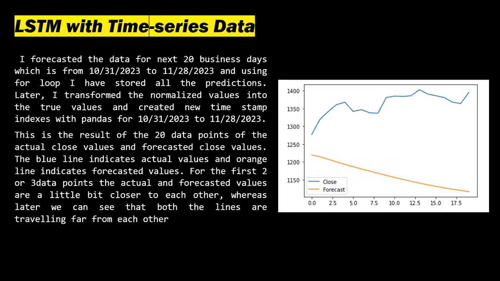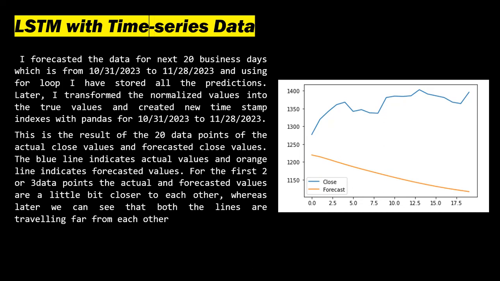After that, I forecasted the data for the next 20 business days, from 10/31/2023 to 11/20/2023. Using a for loop, I stored all the predictions. Later, I transformed the normalized values into the true values and created new timestamp indexes with pandas for 10/31/2023 to 11/20/2023. This is the result of those 20 data points of the actual close values and the forecasted close values. The blue line indicates actual values and the orange line indicates forecasted values.